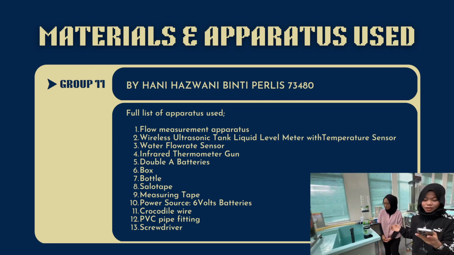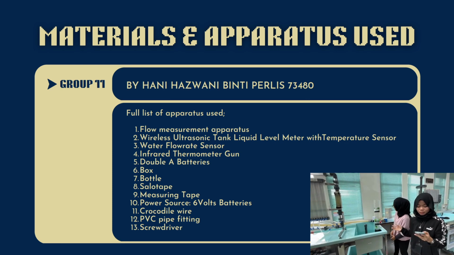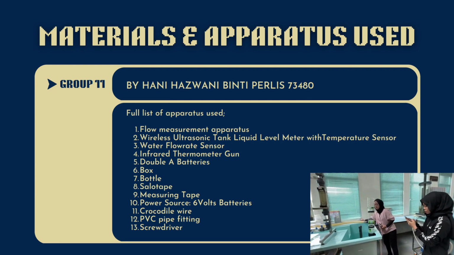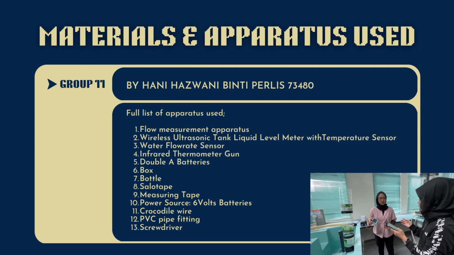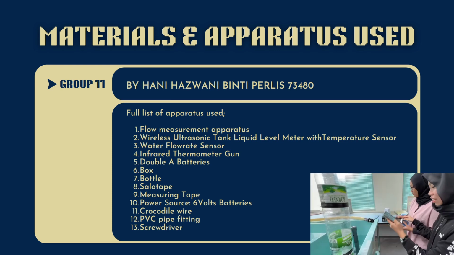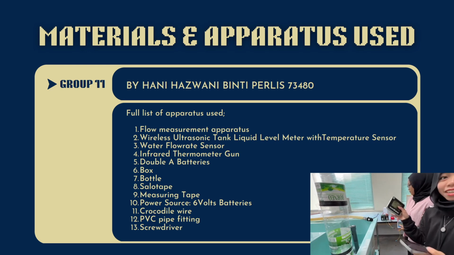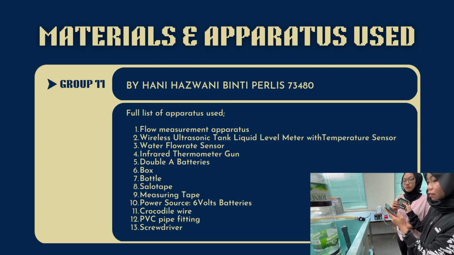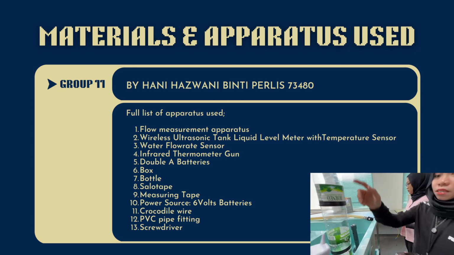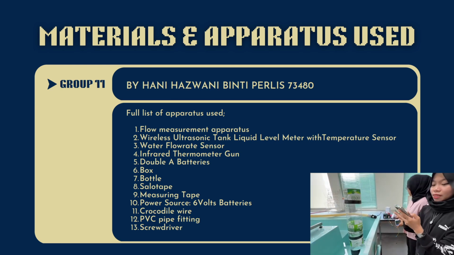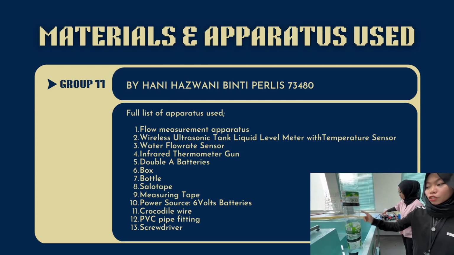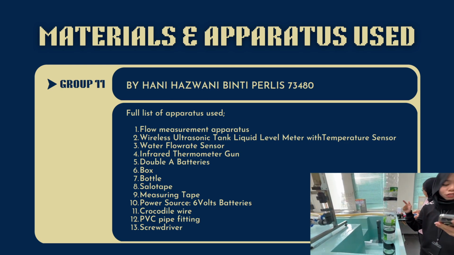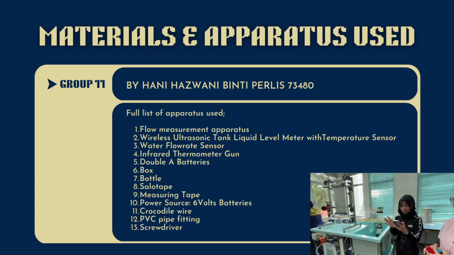Next, there are two measuring systems used in this assignment, which are the wireless ultrasonic tank liquid levelometer with temperature sensor, which includes an indoor LCD receiver and the water level sensor transmitter. These measuring systems are used to measure the water level in the volumetric tank and to measure the room temperature.